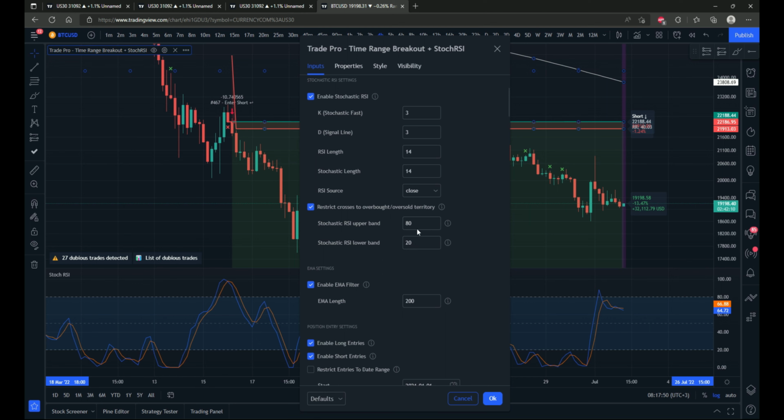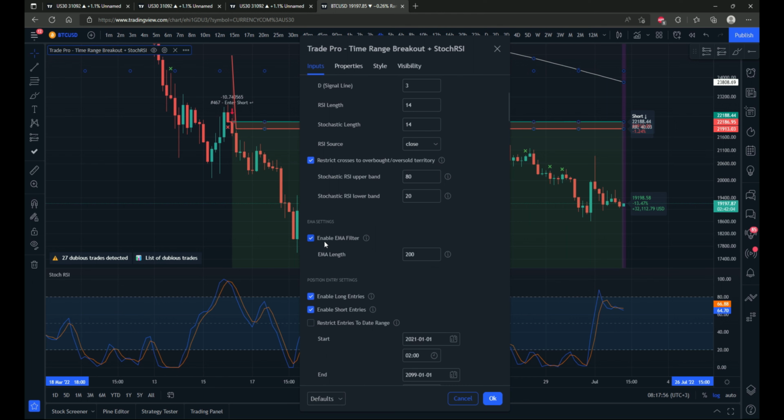You can choose what the overbought and oversold levels are at. And then there's the ability to choose an EMA filter. So this is just a trend direction filter. So if price is below the 200 period exponential moving average, it's only going to be looking to short.